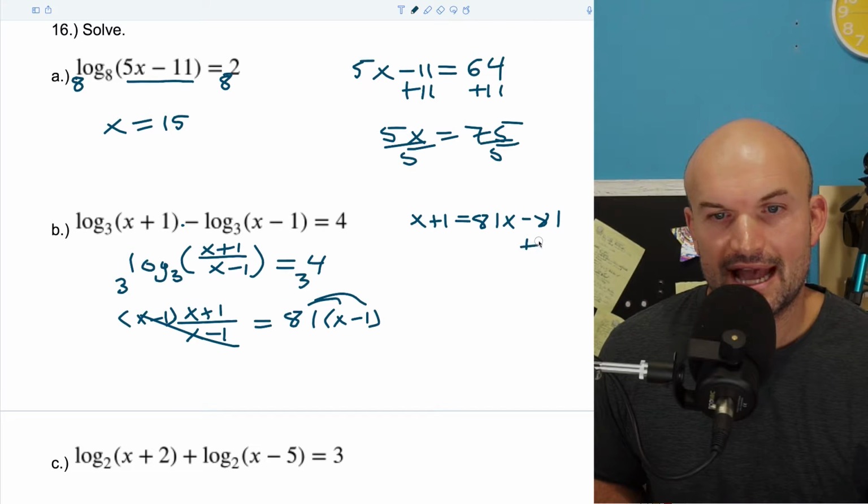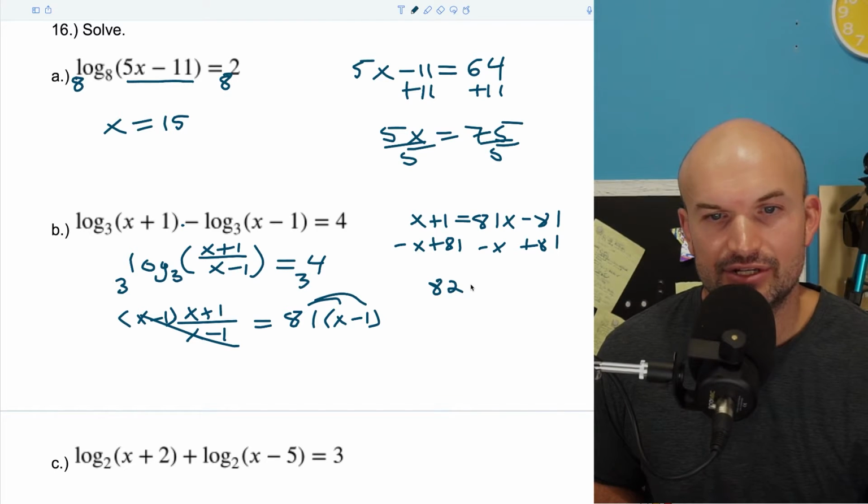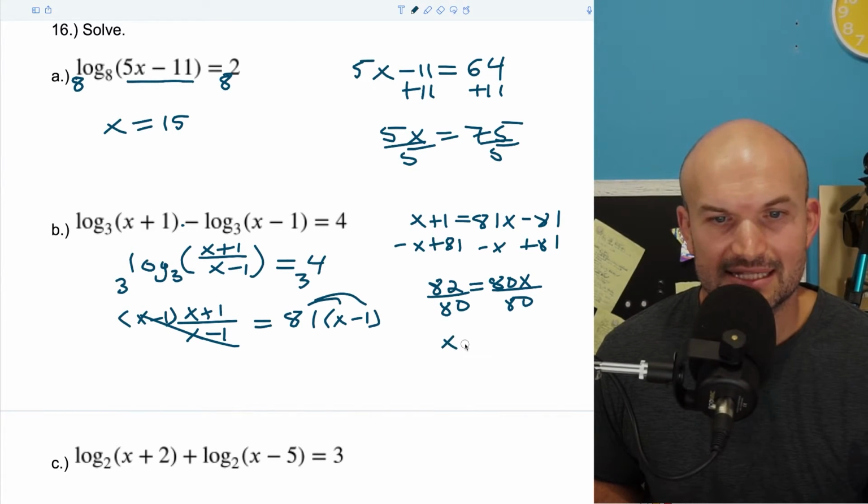So therefore, I can add an 81 to both sides. I will subtract an x over here, and therefore I'm going to get 82 is equal to 80x. Now I can just go ahead and divide by 80 on both sides, and now what I'm going to get is x is going to equal, looks like I can reduce this by 2, so that's going to be 41 over 40.